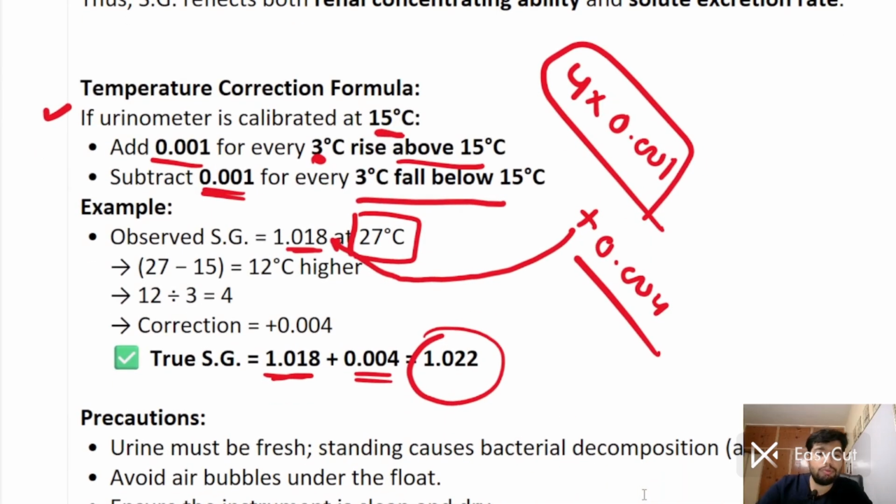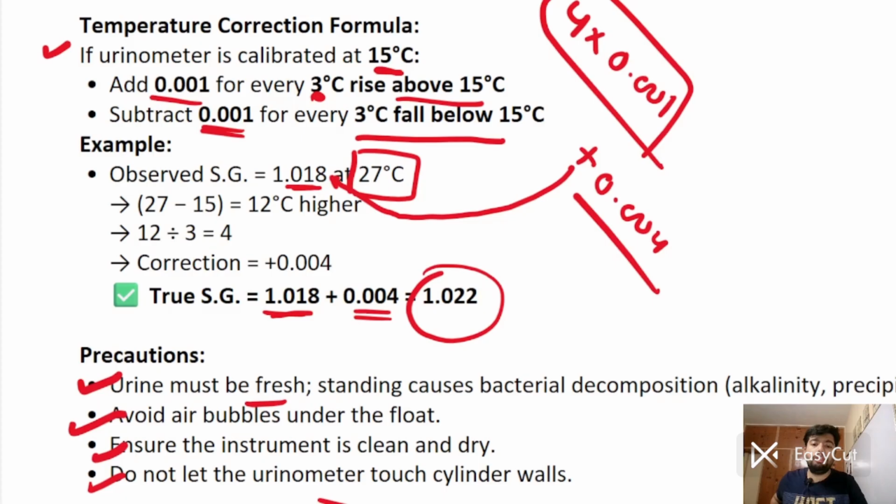So what are the precautions you will be taking while measuring the specific gravity? Urine must be fresh. Standing can cause bacterial contamination or decomposition. You have to avoid air bubbles and under-floating. Ensure the instrument is very clean and dry when you are measuring, and do not let the urinometer touch the cylinder wall. I hope these things are very clear to you.